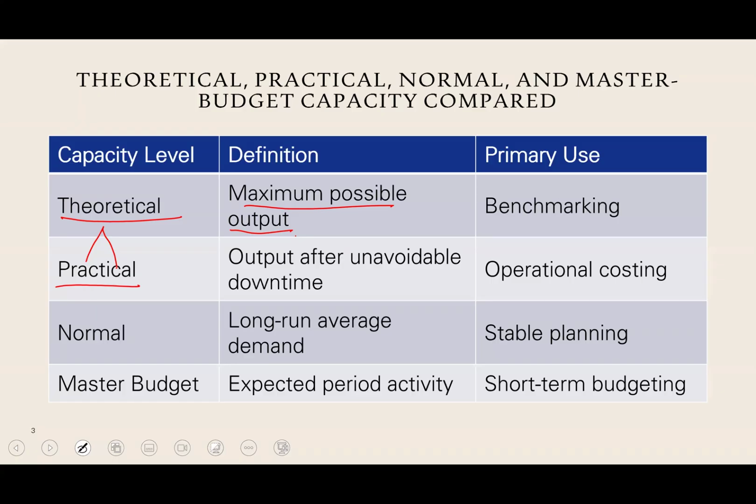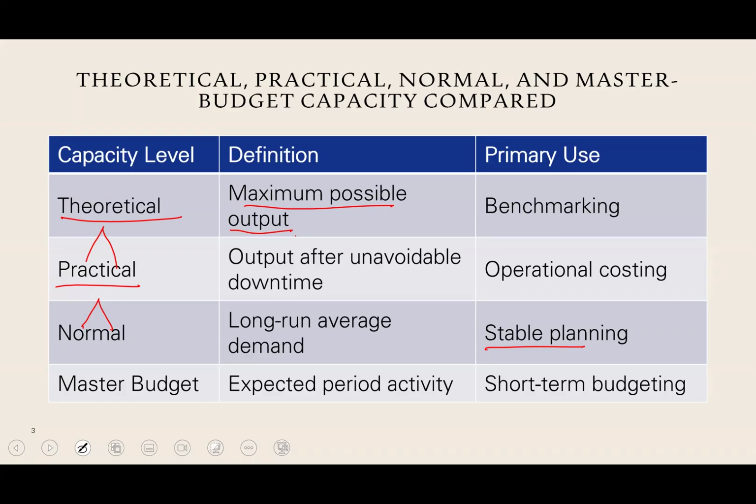So in a manufacturing setting, normal means on average how much you have been producing in the last 3 years, 5 years, 10 years, whatever. So it is a much more stable number from the company's point of view, but typically smaller than the practical number. Finally, the last and the closest to your master budget forecast number is the number that you are likely to produce in the current period, in the upcoming period, that is.